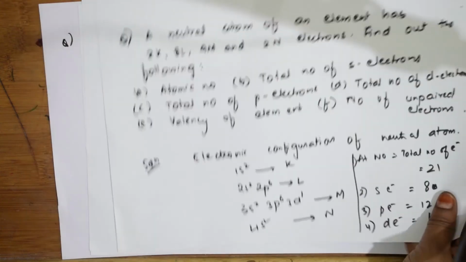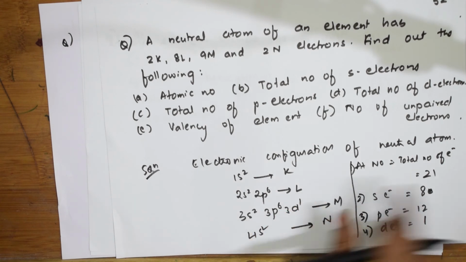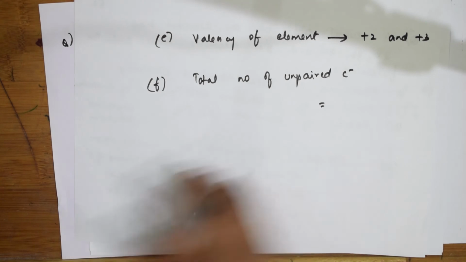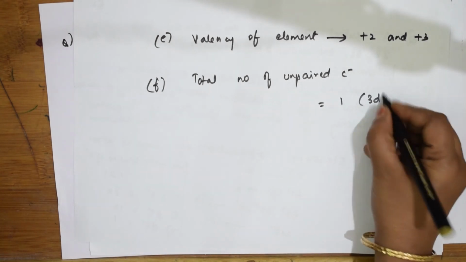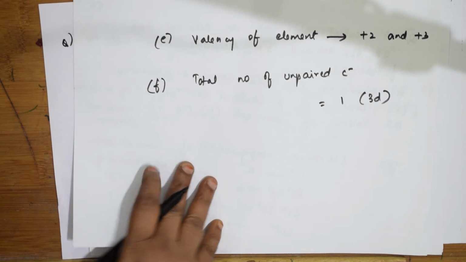If I have to see here, this is paired, this is also paired, this is also paired, this is also paired, this is also paired. So only one unpaired electron, that is of 3d. So number of unpaired electrons, 1, that is 3d. Hope the concept is clear, students. Let's come back and do one more numerical.